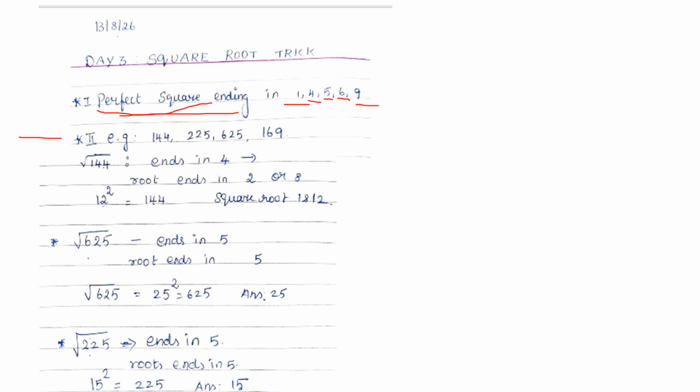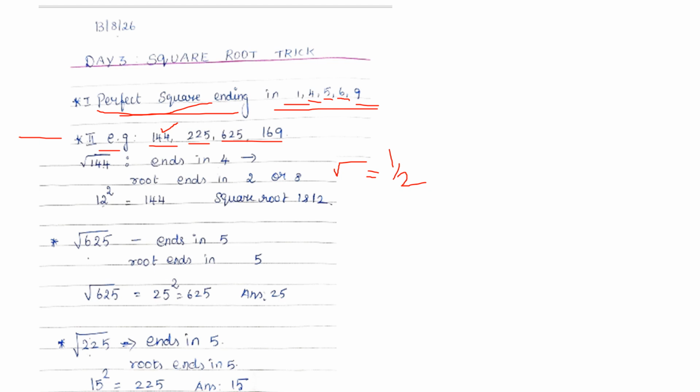First, you should know these perfect squares very well. Next, here are given examples: 144, 225, 625, 169. All these numbers end with our condition digits 1, 4, 5, 6, 9. Here 4, 5, 5, 9. So how will you find the square root? Square root means what? That is power 1 by 2, whatever that number is.